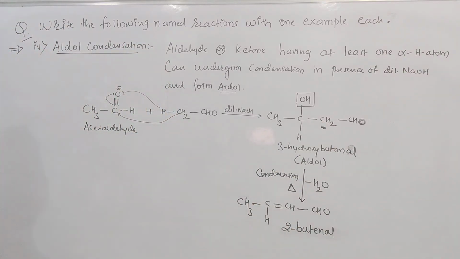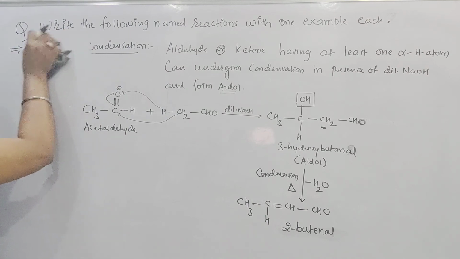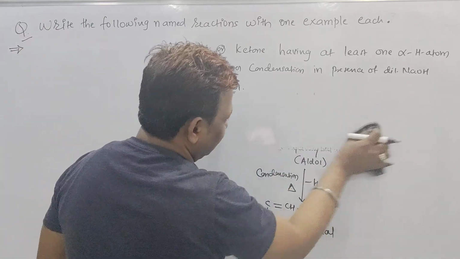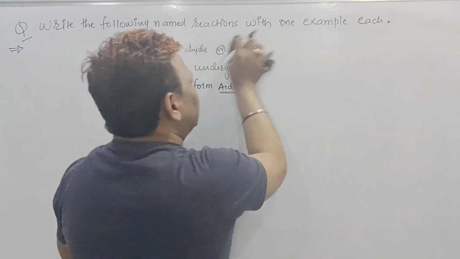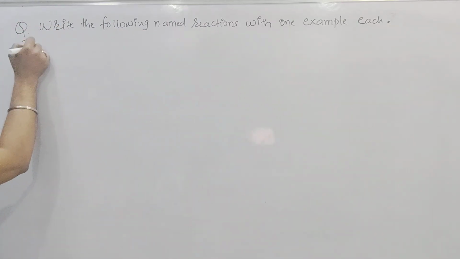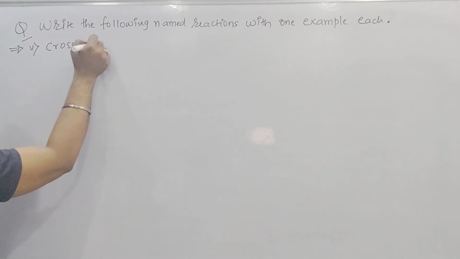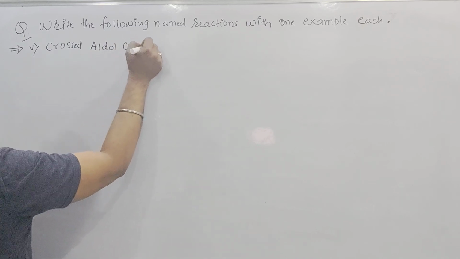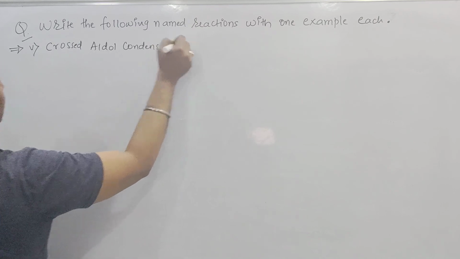Right? And the last one is that, shall I take it out? The last one is called crossed aldol condensation. That one is the fifth one, and this one will be called crossed aldol condensation.